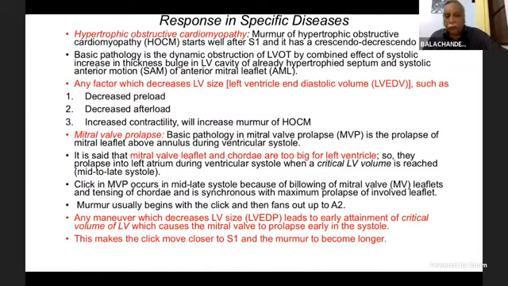So any maneuver which decreases the LV size or the LV EDP leads to early attainment of the critical volume of the LV, which causes the mitral valve to prolapse early. So if the critical volume is achieved early, it will prolapse early. And once it prolapses early, the click will move closer to the first heart sound and the murmur will become longer. So this is the point of mitral valve prolapse, which is completely different in its occurrence from the HOCM.